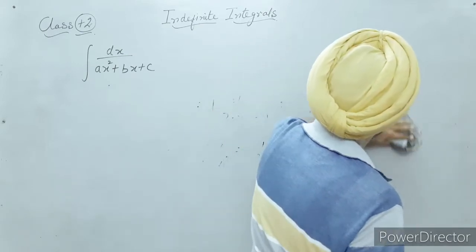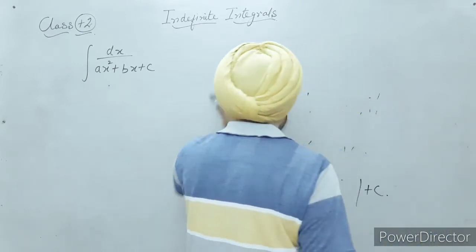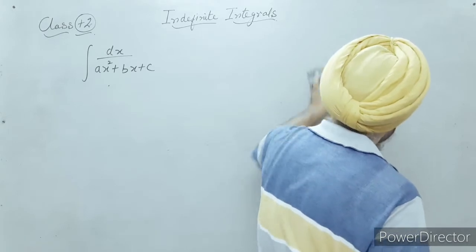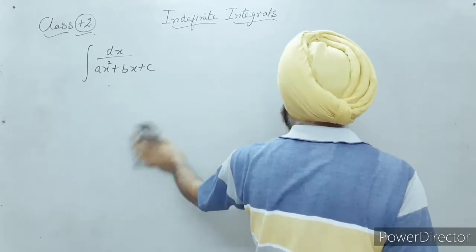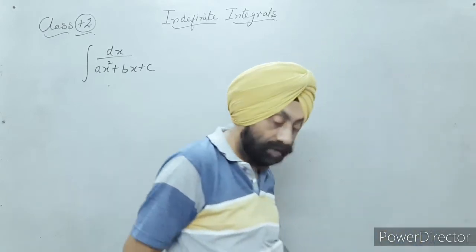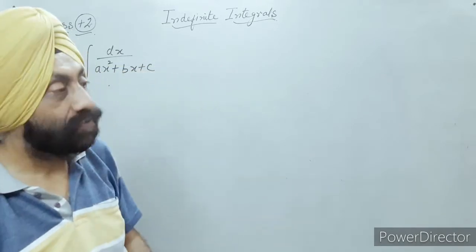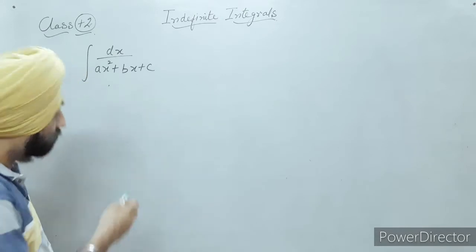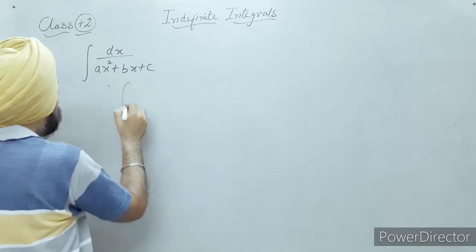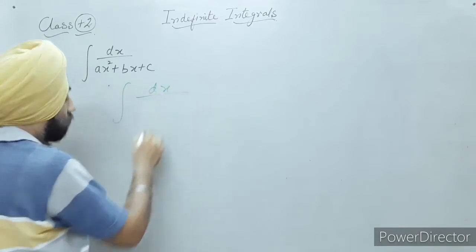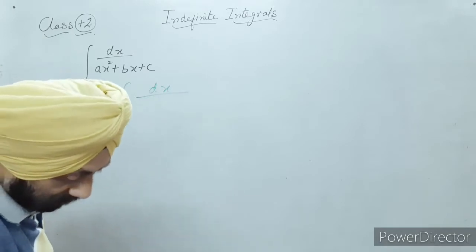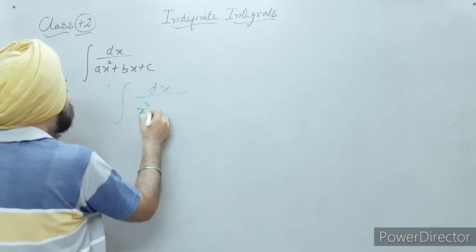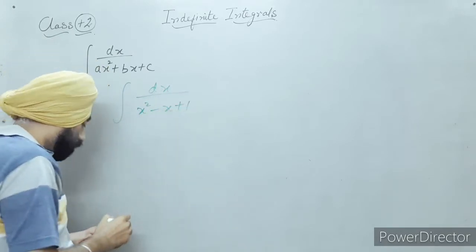Next will be the same type, where the same formulas will be applied, but one or two steps are extra. I will explain with an example. Say it's the same type. Look here, I will write the question: dx upon x square minus x plus 1.